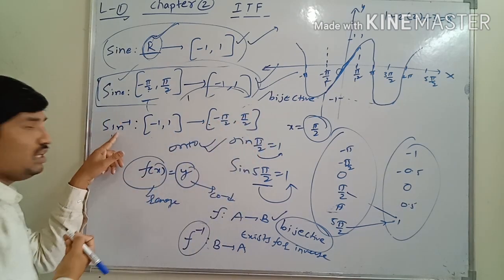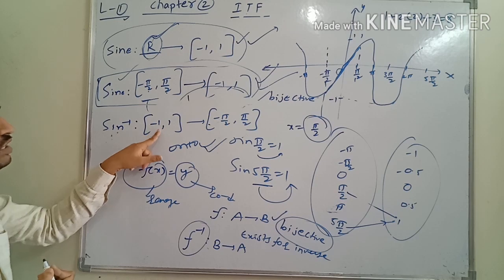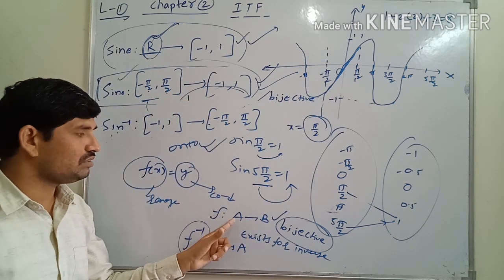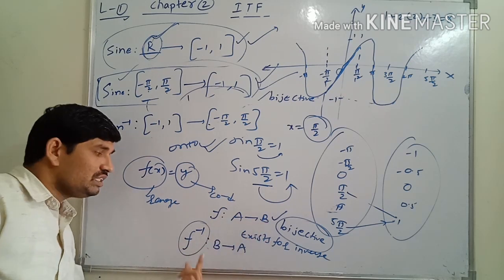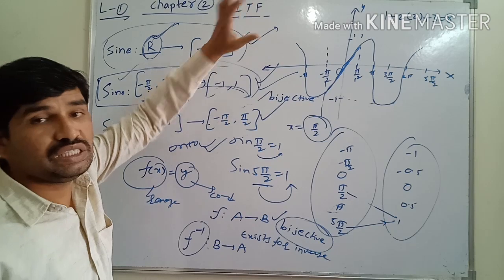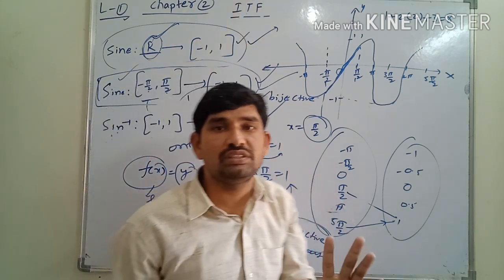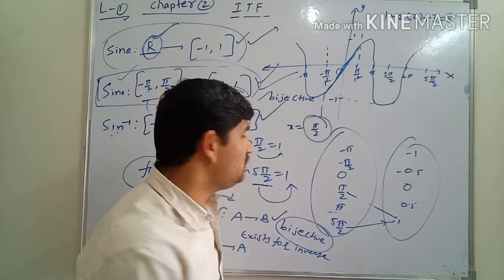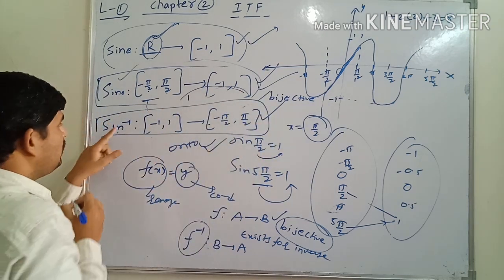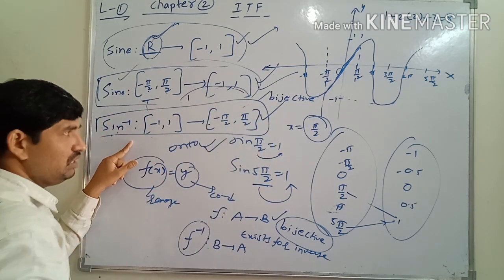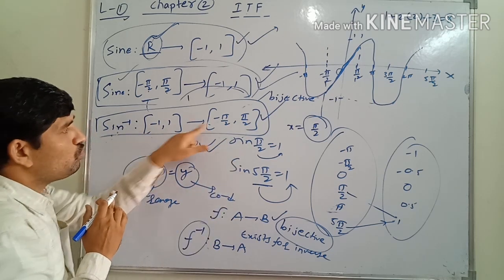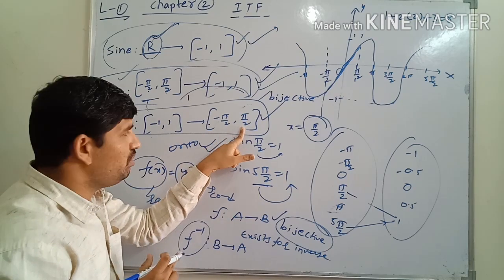What is the domain of the inverse sine function? Minus 1 to 1. The places are interchanged, B to A; actually f is from A to B, and the inverse goes from B to A. This is the inverse trigonometric function. There are a total of 6 inverse trigonometric functions. In this class I have completed only one, the inverse sine function, which is from minus 1 to 1 to minus pi by 2 to pi by 2.